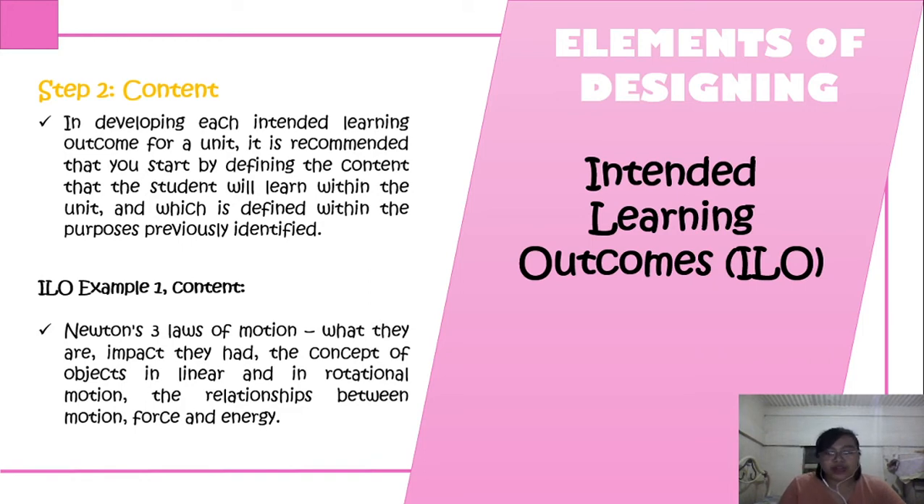So after defining the purpose, it is suggested that one should start defining the content that the student will be able to learn. Thus, when there is more than one identified purpose found in the same content, it is recommended to merge these into a single intended learning outcome, as stated in the example of the content of an intended learning outcome that emphasizes the content.